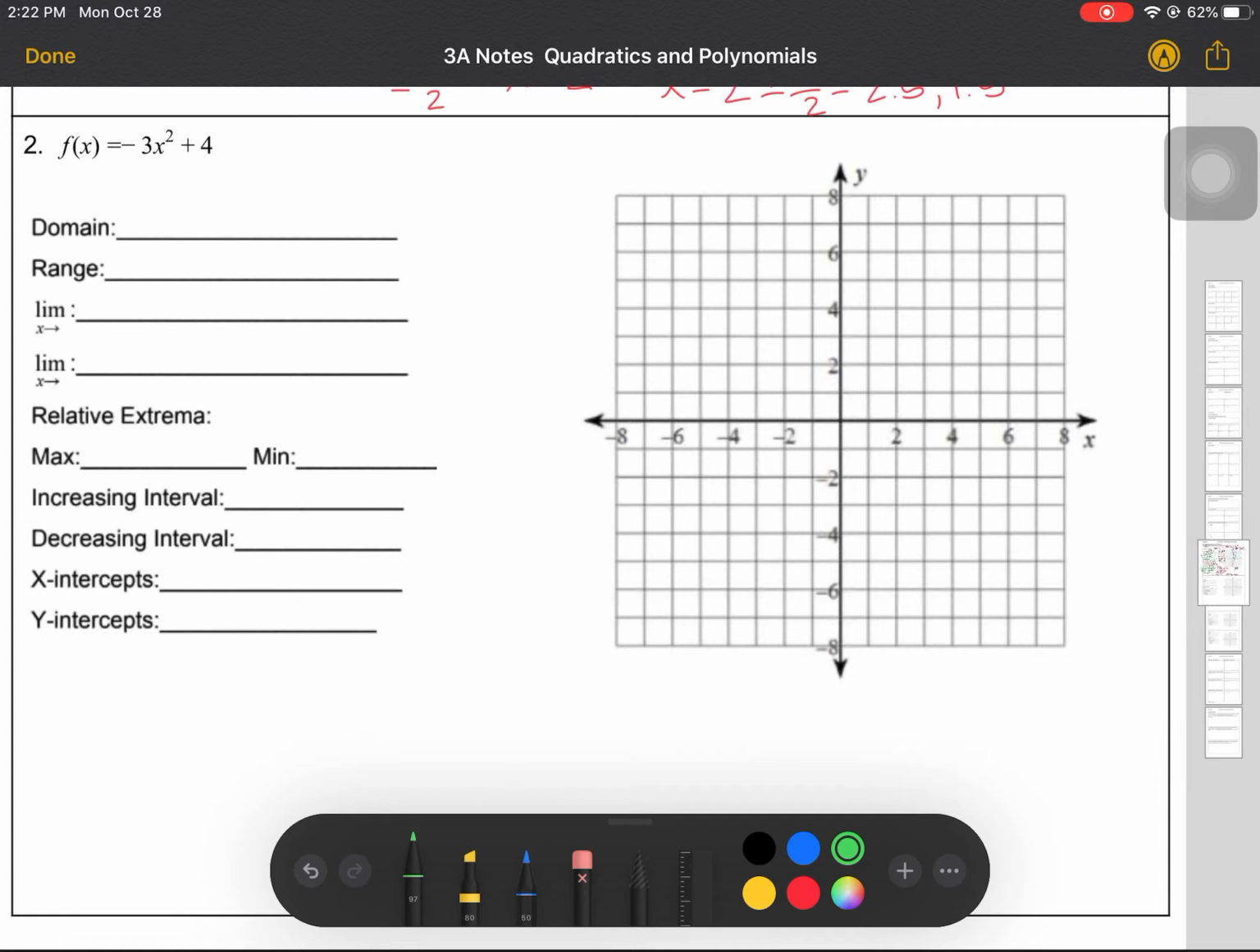So the first thing I'm going to do with this one is find my vertex. It did not go left or right, so it is at 0, but it went up 4, so 0, 4. That 0, 4 again goes in the center of your graph. And I'm going to plug in 2 to the left and 2 to the right. When you plug in 1 or -1, you should get out 1 as an answer. And when you plug in 2 or -2, you should get -8 as an answer. So make sure you did get those.